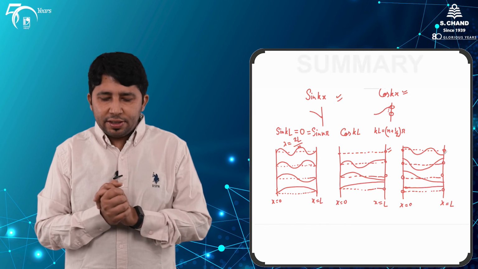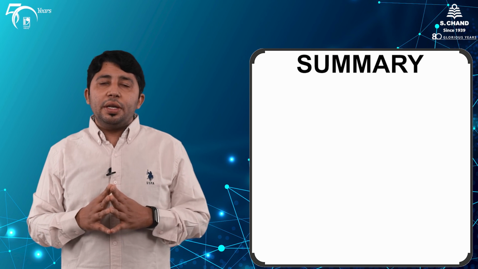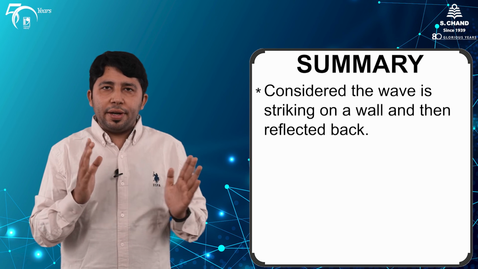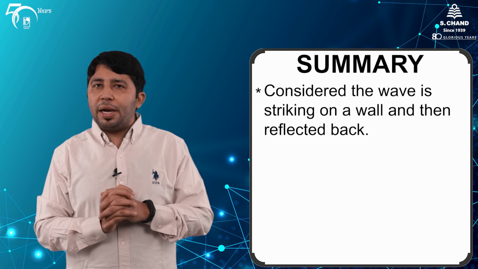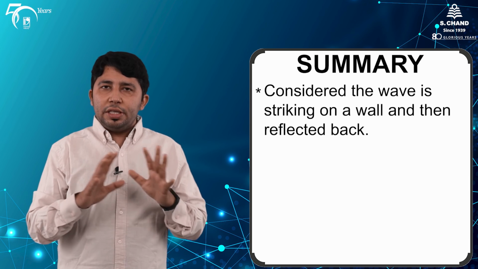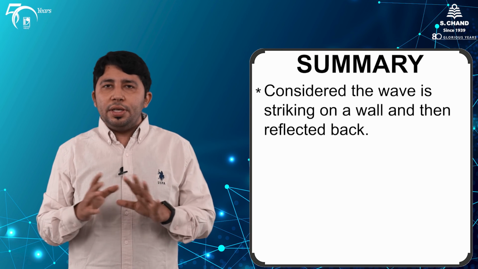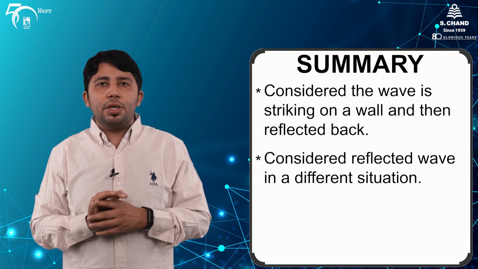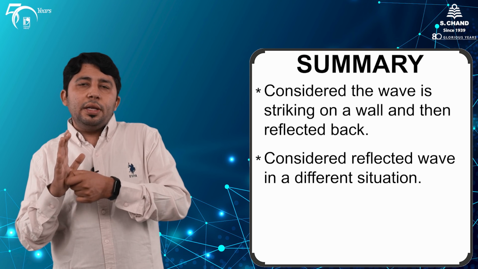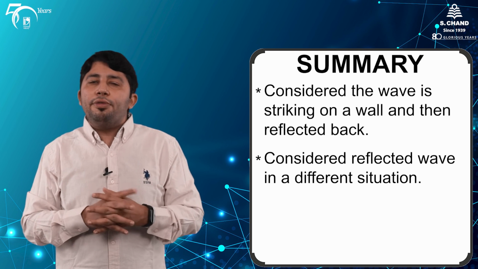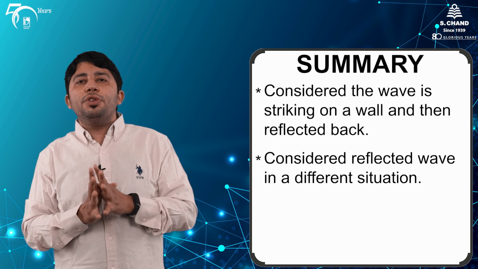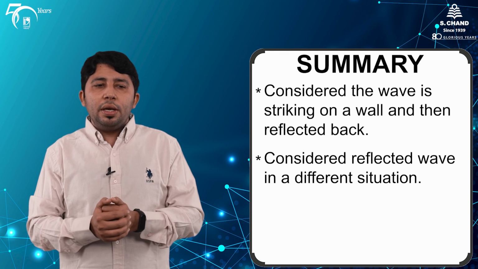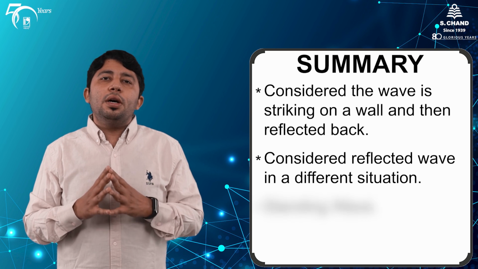Overall, if we sum up this lecture, we started with the consideration that a wave is coming and striking a wall, and is completely reflecting back. The reflection coefficient is -1. Considering that, we solved this expression. After that we considered that the wave reflecting back is in a different situation. When there is a ring and a free end, the ring can move up and down. The phase also changes, and finally the reflection coefficient you get is +1. Considering these two, you get two expressions, and when you add them you get a standing wave.